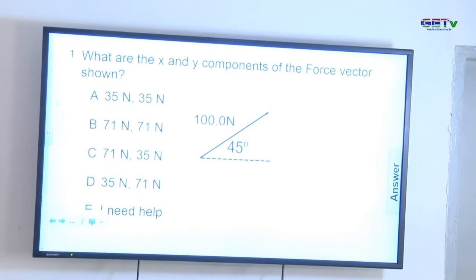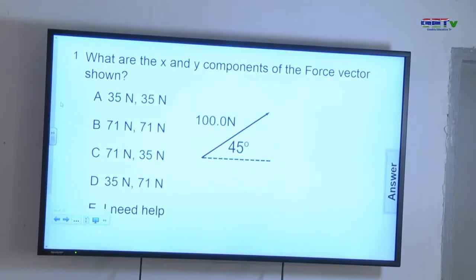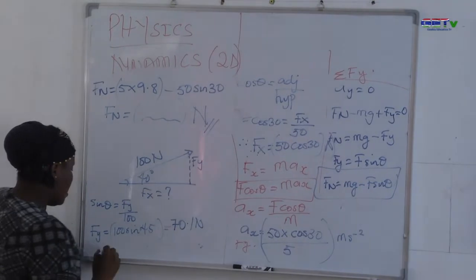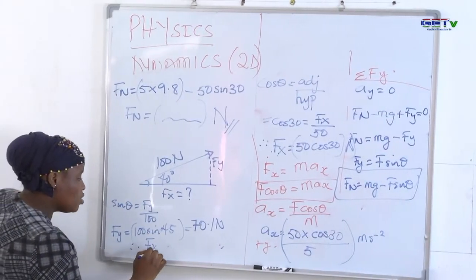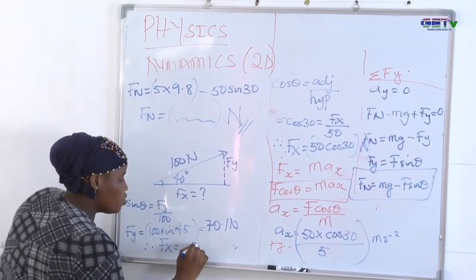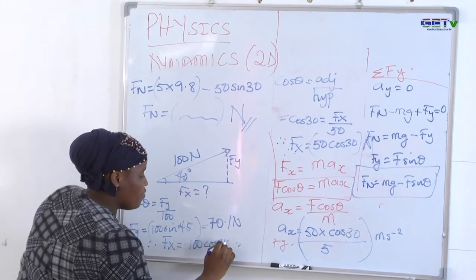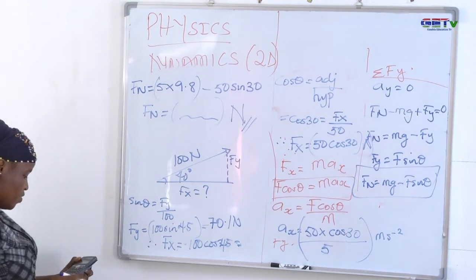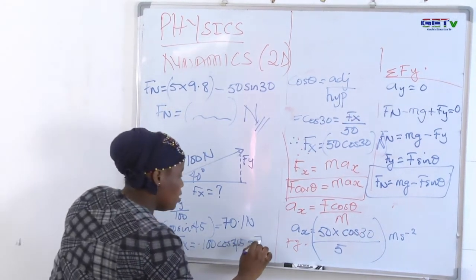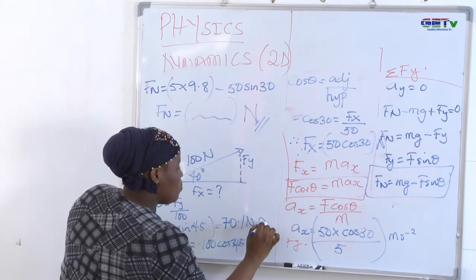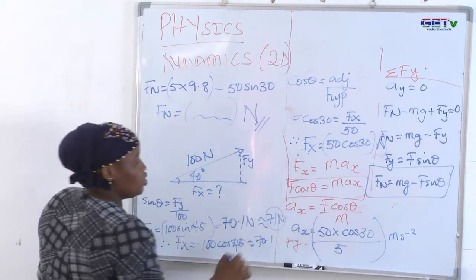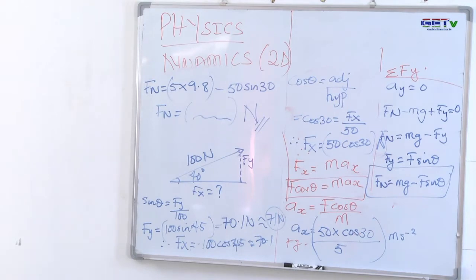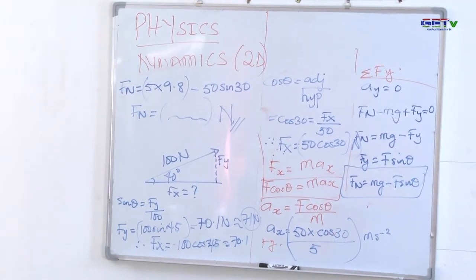Sine 45 should be 70.71 Newton. So the y component will be 70.71 Newton, and therefore the Fx component will be 100 cosine of 45. 100 cosine of 45 gives us 70.71. They are both approximately 71 Newton. So the x component is 71 Newton and the y component is 71 Newton.